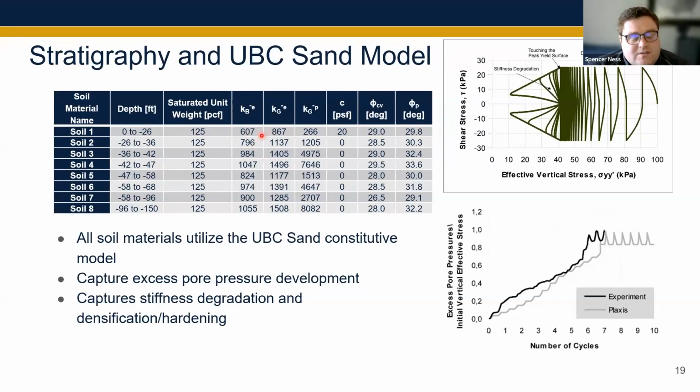So we utilized the UBC sand model as implemented within Plaxis 3D to do this modeling. For those who are maybe not as familiar with this particular constitutive model, we are able to capture a whole series of things: densification of the material, how that densification increases the stiffness behavior of the material, and then eventually the yielding and stiffness degradation. So that's basically what this top diagram is showing.